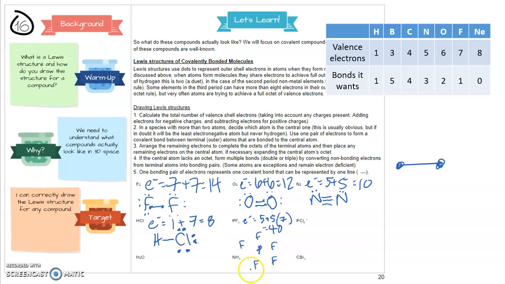Now, whenever you have more than 2 things going on here, so more than 2 elements, we have 5 Fs and a P, you go off of the outside. So I'm looking at the fluorines. How many bonds does the fluorine want? Well, I come to this table, it only wants 1. So each fluorine just wants 1 line next to it. So I'm going to do that. Okay?